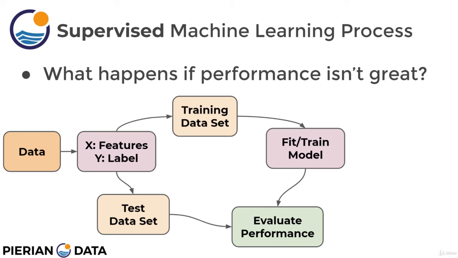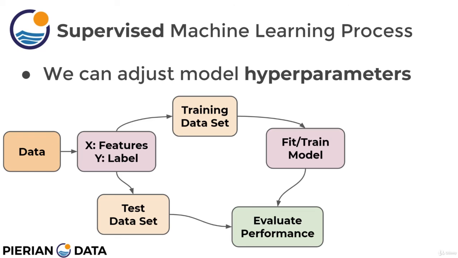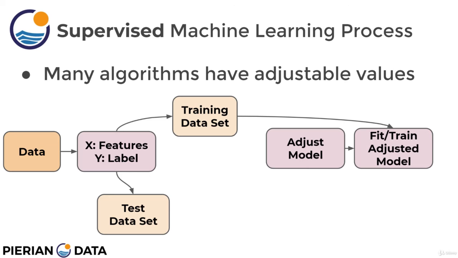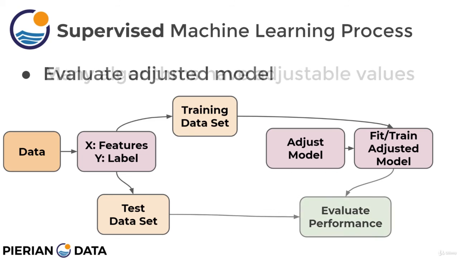Now the question arises, what happens if you're unsatisfied with the performance of the model's ability on the test features? Well, we can adjust what are known as model hyperparameters. Essentially, many algorithms have adjustable values. So what you end up doing is, if you're unsatisfied with the performance on the test set, you can go back and adjust your model's parameters. Then you retrain the model on the training data set and evaluate this adjusted model again on only the features of the test data set. And you can repeat this process as necessary.